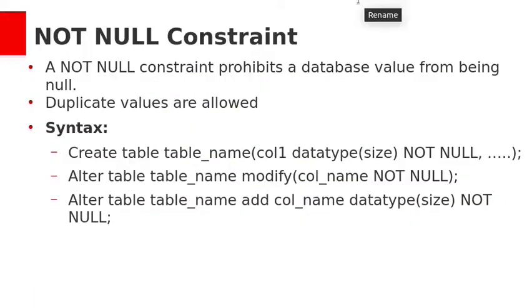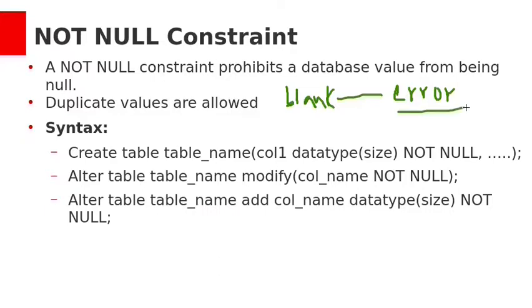Let's see the first one, not null constraint. Not null constraint is a restriction placed on a column in a relational database table. It prohibits a database value from being null, which means it enforces the condition that in that column every row of data must contain a value. It cannot be left blank during insertion or update operations. If the column is left blank, then the not null constraint will raise an error.